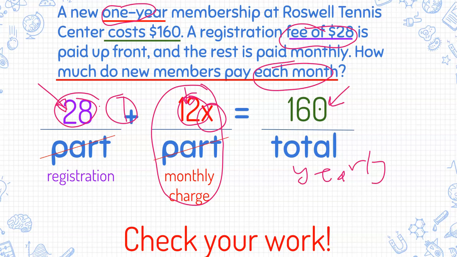So to check your work, make sure that every part makes sense in context, and then you could solve for X and determine what that gives you.